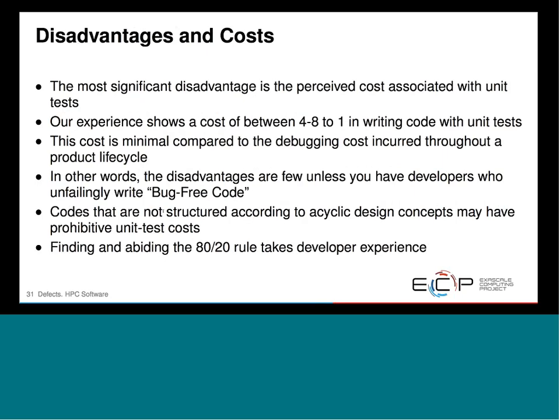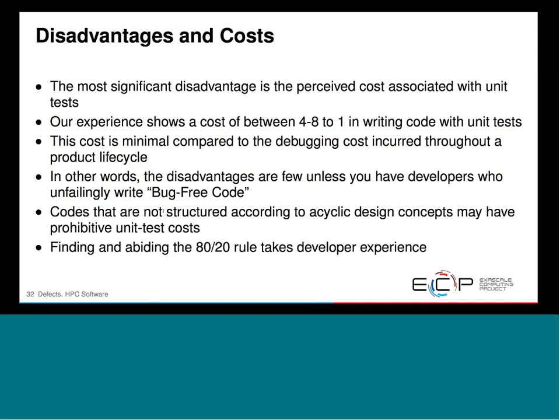It's only fair that I mention disadvantages and cost. There is an upfront cost with doing unit testing and design by contract as well. Generally, in our experience, it's about a cost of 4 to 8 to 1 in writing code with unit tests. I would argue that that cost is minimal compared to the cost of debugging throughout a product lifecycle that inevitably results when errors get introduced and you have no idea where the error was introduced.